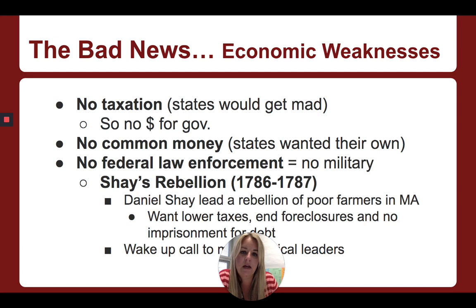The fear was that if you start asking states for money, they would get mad and they would just leave the country. Okay. No common money, to say. States were allowed to have their own currency. So if you can imagine that today, every time you go to a different state, you would use a different type of money. And that would be really, really cumbersome.